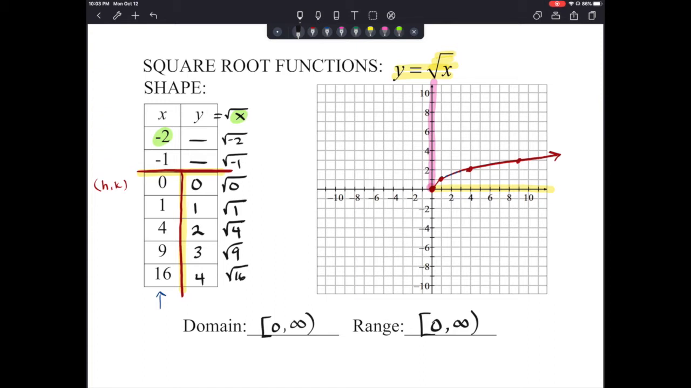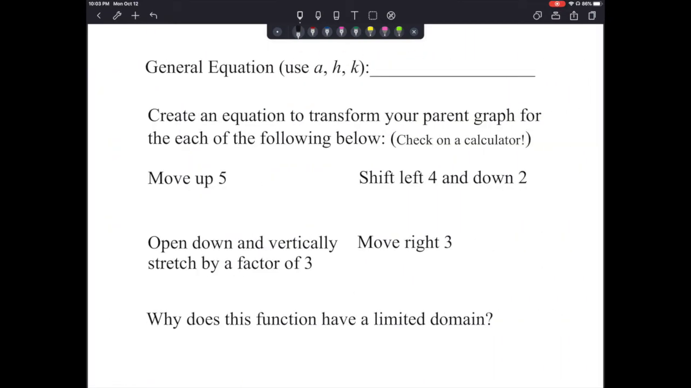That's what it looks like. Let's talk a little bit more about it on this next slide. It says the general equation. Our general equation for a square root function looks like this: y is equal to a times the square root of x minus h, and then we'll put plus k afterward. Those three parameters that you're used to seeing, a, h, and k, will work the exact same way with this function as they have with all of the rest.